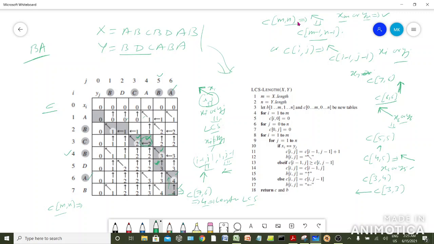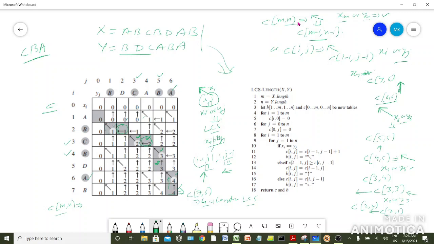Now C of 3 and 3 again contains the diagonal arrow. It means we can choose x of 3 or y of 3. So x of 3 is c, y of 3 is again c. So we included it. And the next entry to be checked is C of 2 and 2. So we move to C of 2 and 2. C of 2 and 2 contains a horizontal arrow. It means no need to include any symbol at this point. And the next stage to move is 2 and 1. So we moved to 2 and 1.